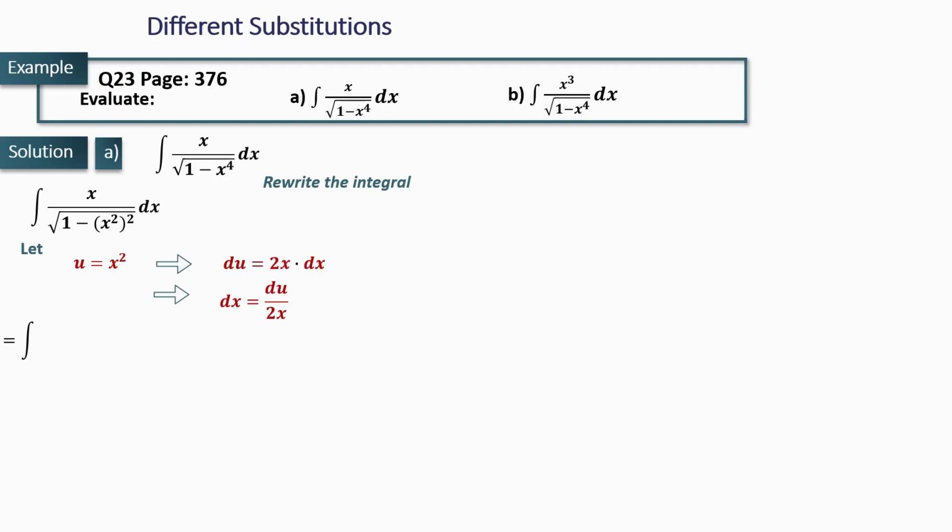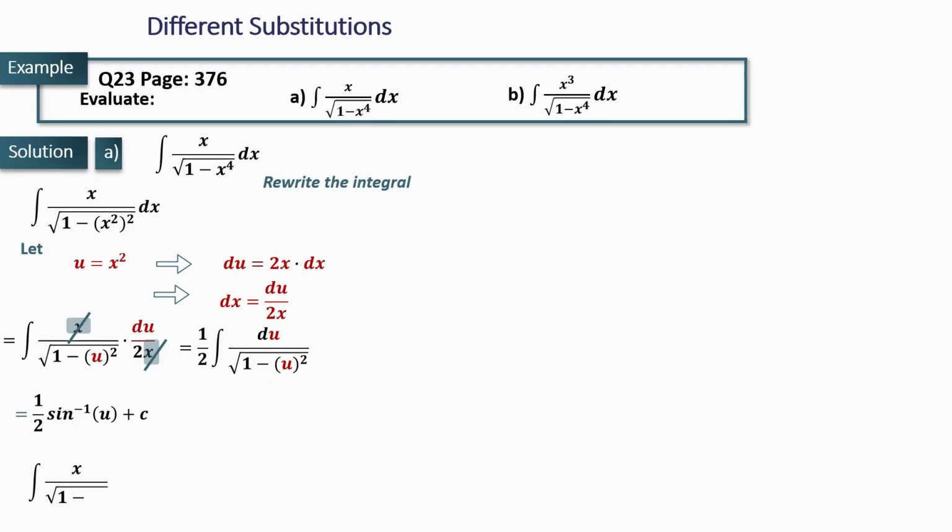So what about du? 2x dx. So for dx, you can have du by 2x. Let's substitute and cancel the common term, which is x. Now you are left with 1 over 2 as a constant. Don't forget to take it out. And inside you have du by root of 1 minus u square. What is the integration? Exactly, sine inverse u plus c. And now what is u? x square. So that's the end of this particular question.